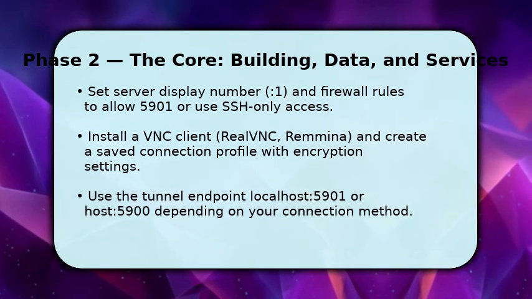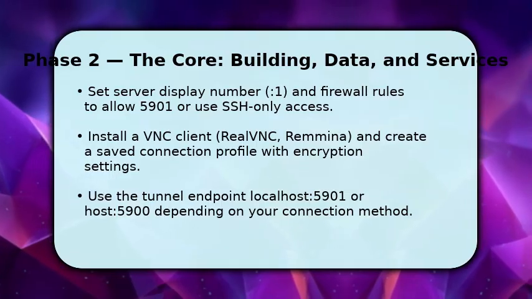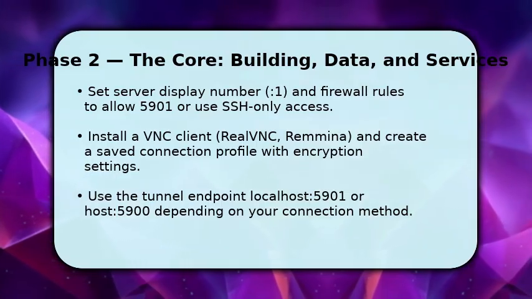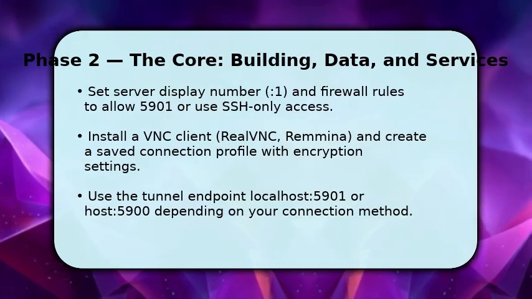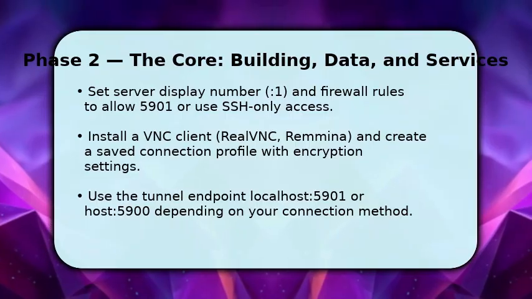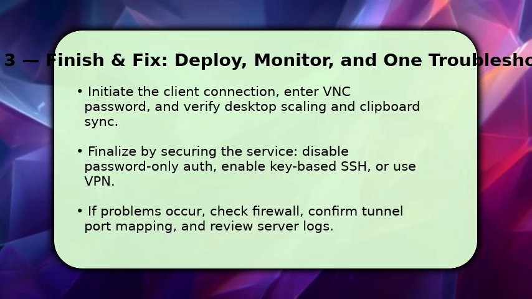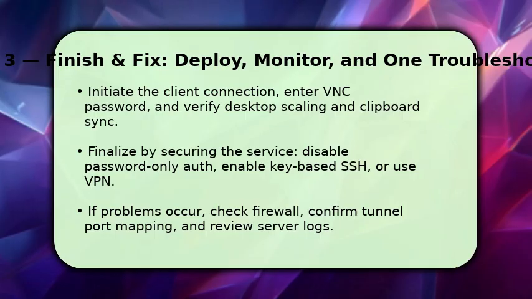Once the SSH tunnel is active, point the client at localhost:5901. If you're connecting directly on LAN, use host:5900 and confirm encryption options match. Now connect. Open the client, choose the profile, and enter the VNC password. You should see the remote desktop.